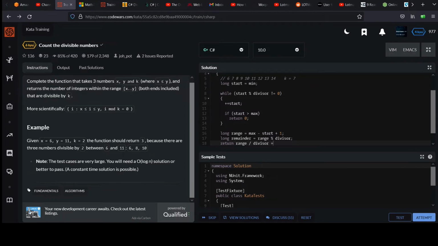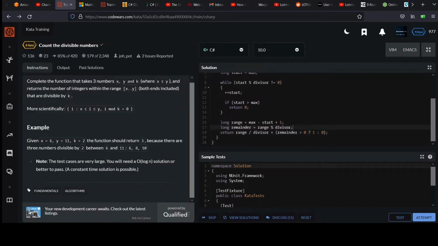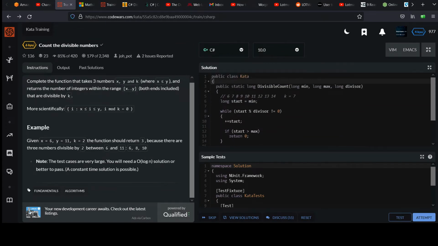We'll say if remainder is greater than 0, that means you have 1, right? And I'm saying add 1, else 0. Something like this should work, and let's consider it. So let's throw a few more. Well, let's keep 6 of 14.